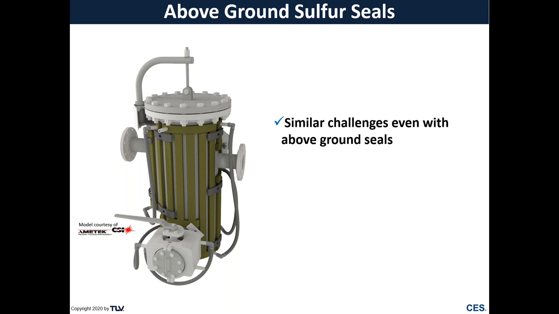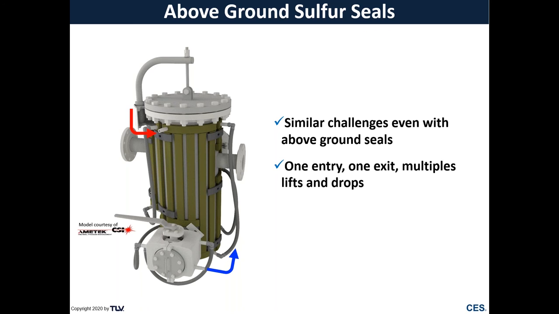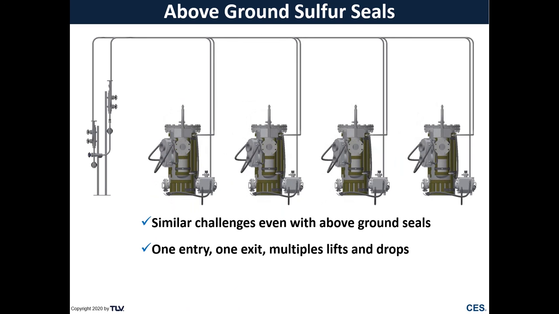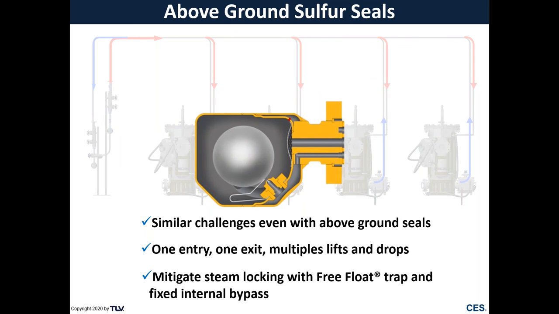Now, there are above ground sulfur seals, some of which are configured with bolt-on channel tracing, like I've shown here, but there are still challenges. Oftentimes, there's only one steam entry, one steam exit, and the bolt-on channel sections create multiple vertical rises and drops. So whether you're using an underground sulfur seal or an above ground seal, we'll often recommend using a steam supply manifold to help supply dry steam and return the condensate to a collection manifold, which has been configured with, you guessed it, free float traps that have a fixed internal bypass.